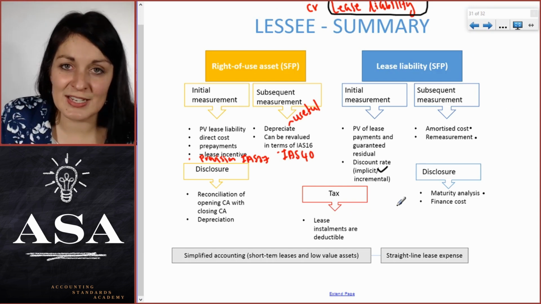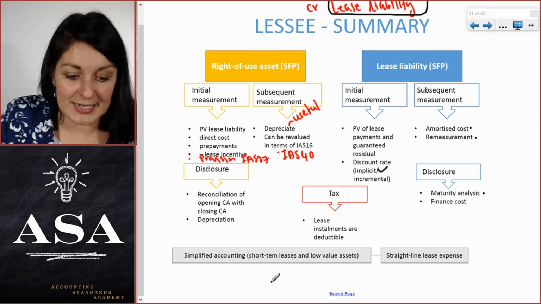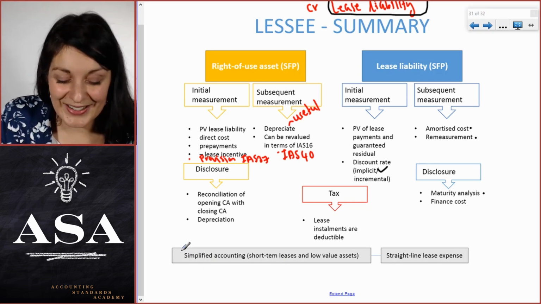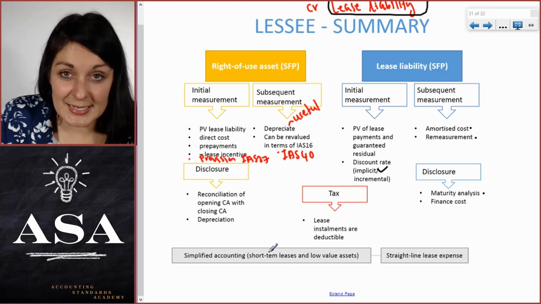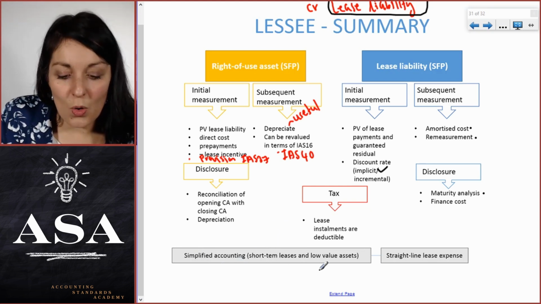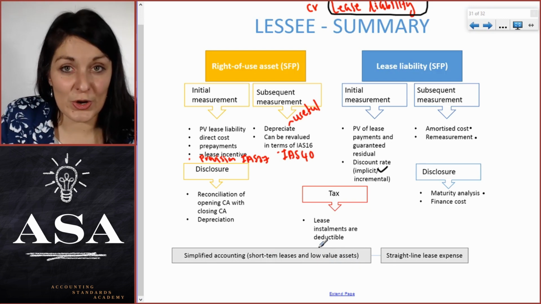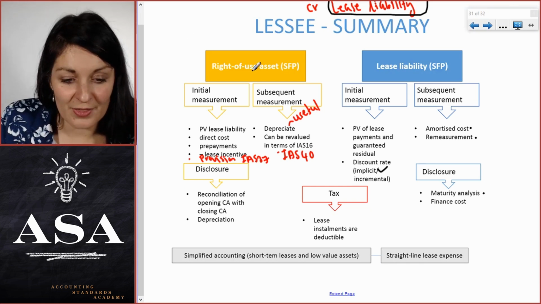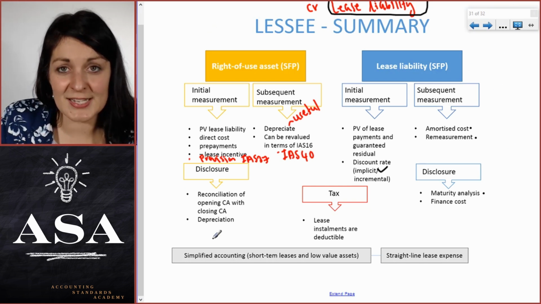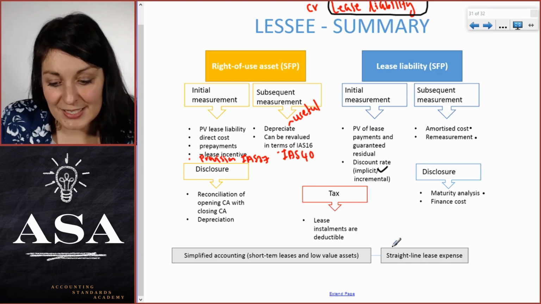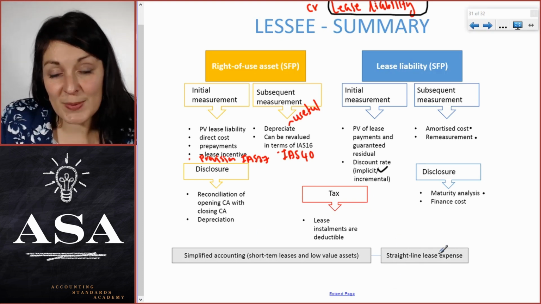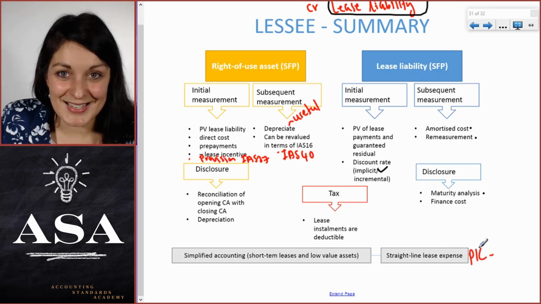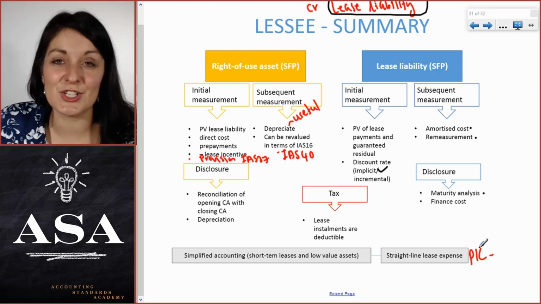Now, having said all of this, IFRS 16 allows the lessee to elect a simplified accounting for the lease, and that is for all short-term leases of less than 12 months, or when you have low-value assets below $5,000. You are allowed to ignore all of this, the right of use asset and the lease liability. You don't have to recognize it. You can merely straight line all your lease payments and show it as a lease expense in your profit and loss. And that is a quick and nice summary of your lessee accounting in terms of IFRS 16.